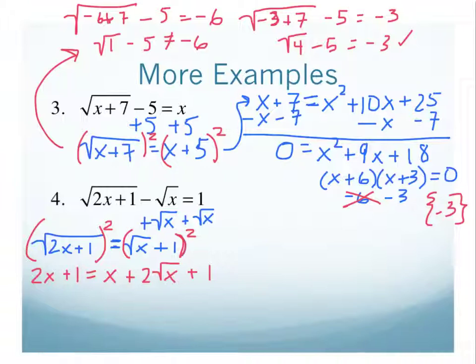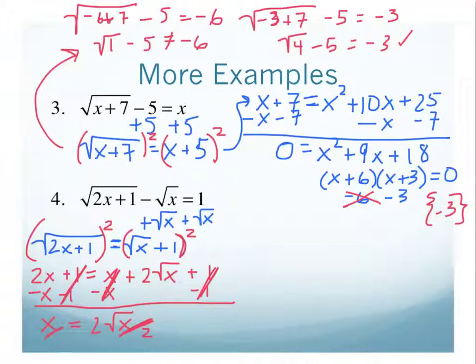Let's get the radical isolated again. So we're going to subtract x from each side. We're going to subtract this 1 from each side. We're going to be left with x, this cancels, equals 2 root x. We're going to square both sides. Well, let's divide by 2 first. So let's divide off that 2. So that's x over 2 equals the square root of x.